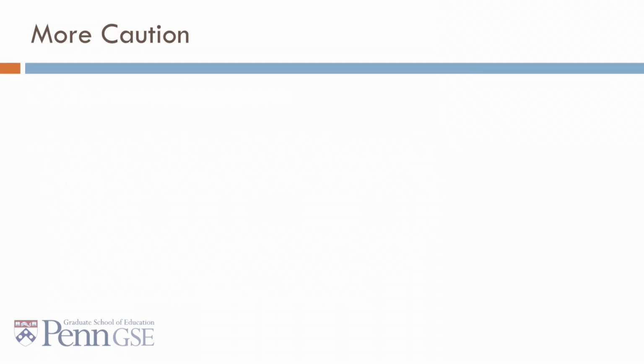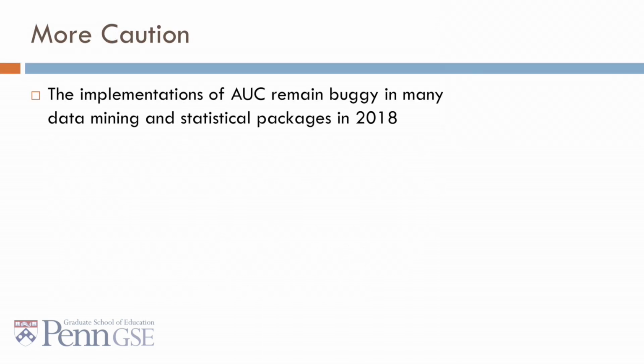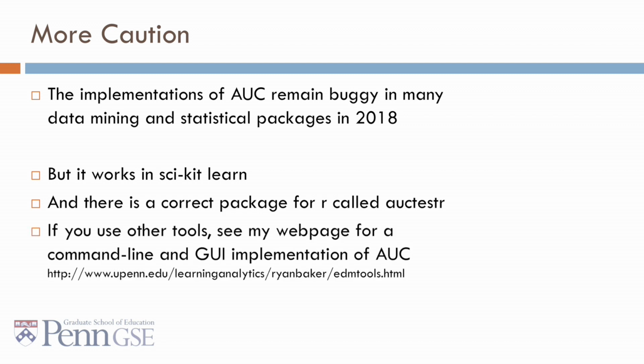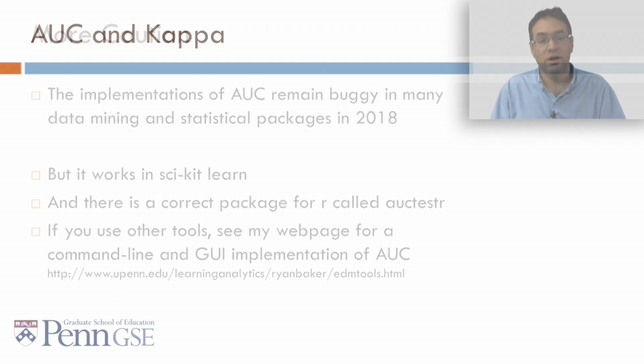Now, one other note of caution. The implementations of AUC remain buggy in many data mining and statistical packages as of this recording in March 2018. But AUC does work in scikit-learn and Python, and there's a correct package for R called AUC Tester. Not the same as the standard AUC package in R, which does still have bugs, last we saw. If you use tools other than R or Python, see my webpage for a command-line and GUI implementation of AUC at the link below.